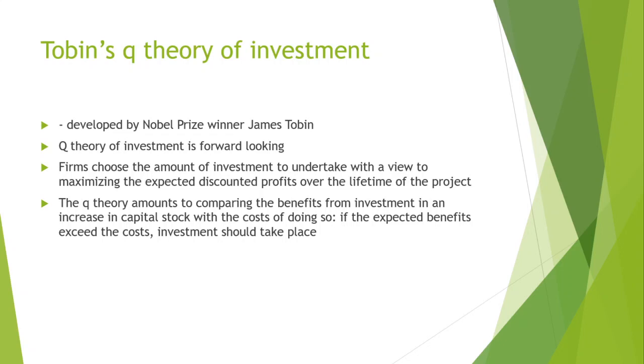The Q theory amounts to comparing the benefits from investment in an increase in capital stock with the costs of doing so. If the expected benefits exceed the costs, investment should take place. So the discounted expected profits over the lifetime of the project are the benefit from investment. And if you want to undertake investment, then there is a cost of doing so. So the firm compares the expected benefits from the investment with the cost of investment, and if the expected benefit exceeds the cost, investment should take place.